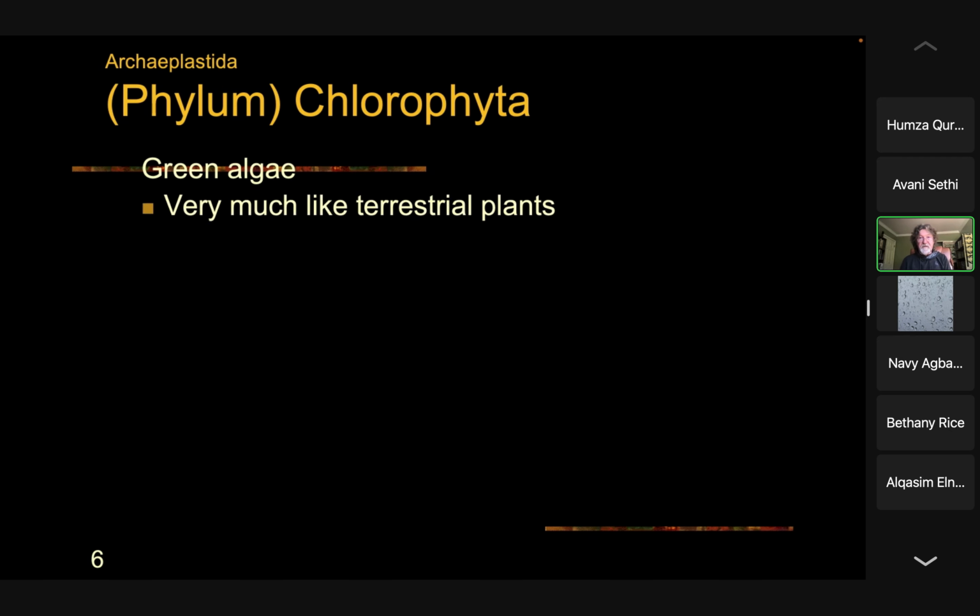Certain groups of chlorophytes, which I will mention a little bit later on, are the closest to land plants, and they probably form the sister group to land plants. But not all chlorophytes are sister group to land plants.